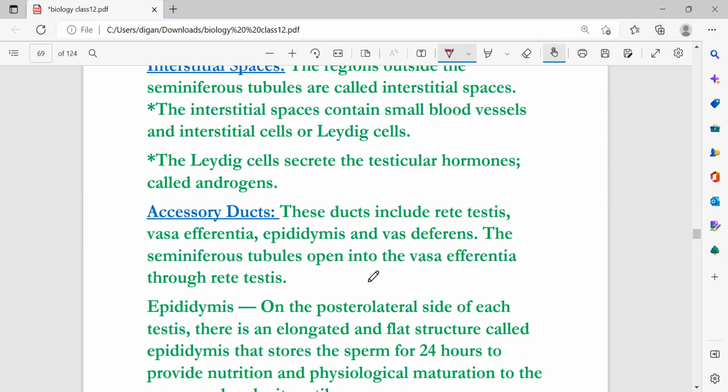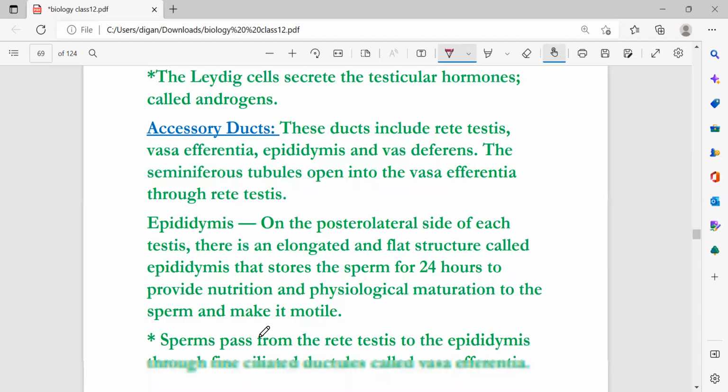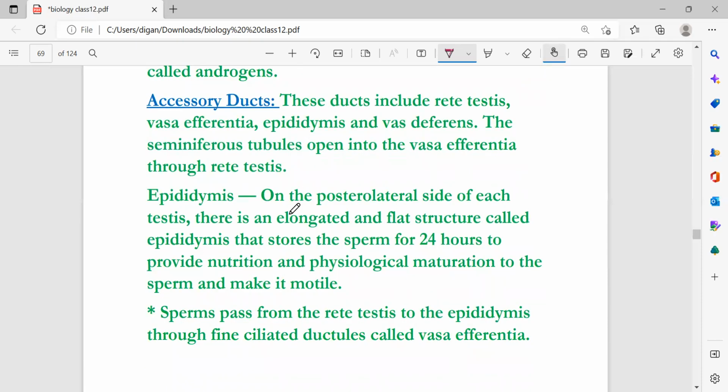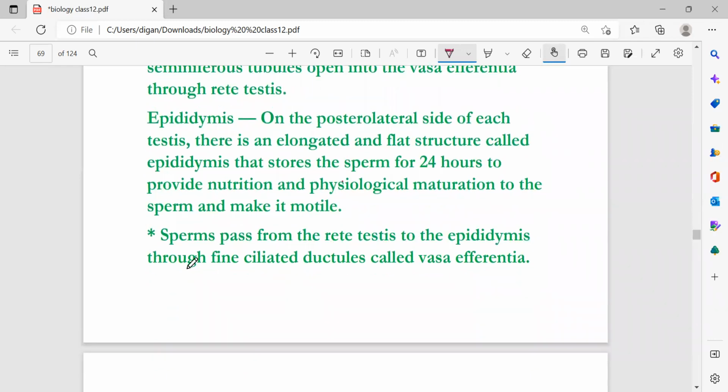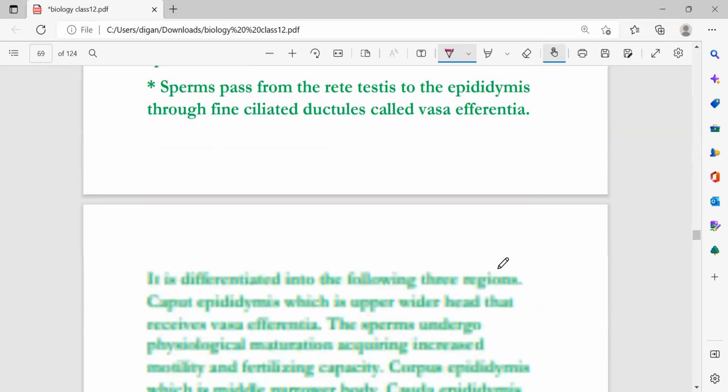Then the accessory ducts. The accessory ducts are the rete testis, then the epididymis. What is the main function of the epididymis? In the epididymis, the sperm is stored for 24 hours, and it provides nourishment and physiological maturation to the sperm and makes it motile. So where the sperm become mature and motile, you have to write: in the epididymis. Then sperm passes from the rete testis to the epididymis through the ciliated ductules known as the vasa efferentia. It is another accessory duct.